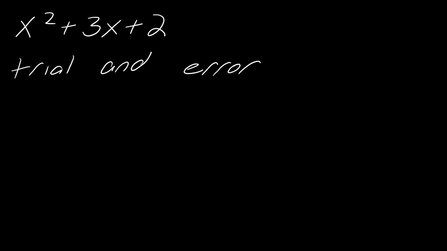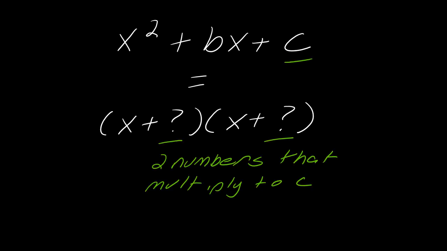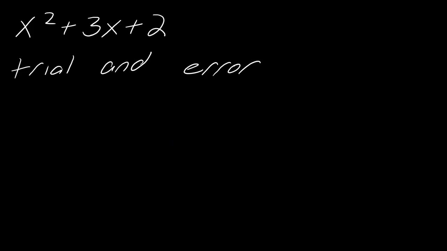Now, I'm going to talk about two different ways you can factor this. The first method, which is my preferred way to factor, is what's known as the trial and error method. When we're talking about polynomials of this form, x squared plus bx plus c, we want to factor this in such a way so that it's x plus something times x plus something. The good news is that basically we're looking for two numbers here that will multiply to c and add to b.